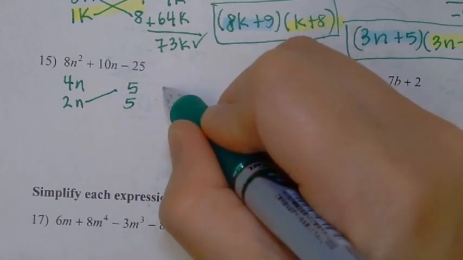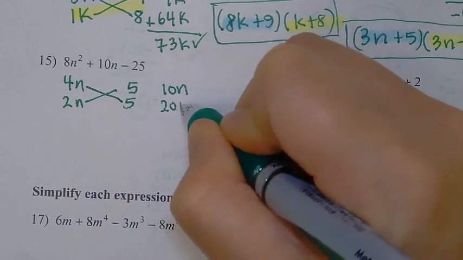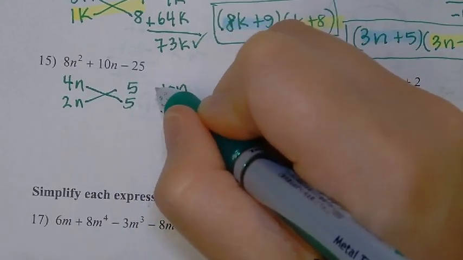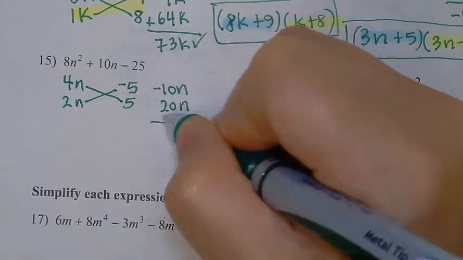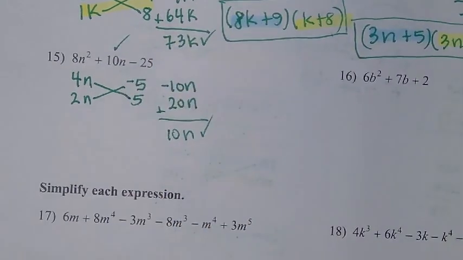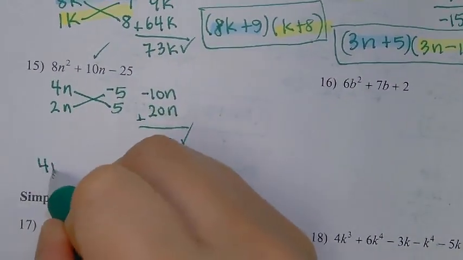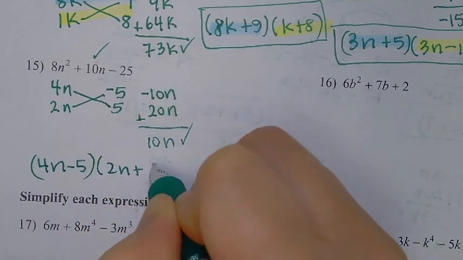2n times 5 is going to be 10n. 4n times 5 is going to be 20n. Which one has to be negative? The 10, which means that top 5 is going to be negative. So that this is going to add up to 10n. Same. Now we're going to go straight across 4n minus 5 and 2n plus 5.